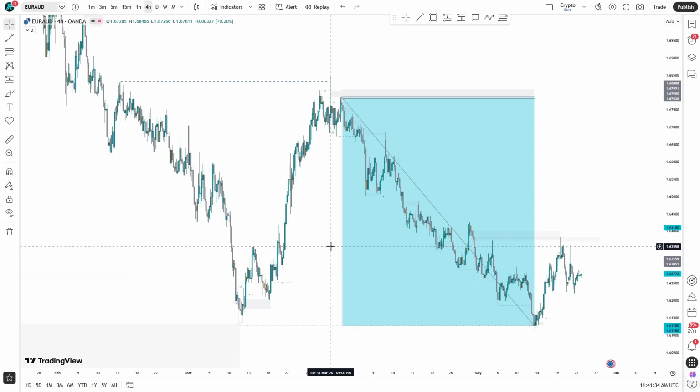Today we are going to do a case study on Euro AUD. As you can see on the chart, market mitigated in demand zone. They went up to sweep of liquidity. So after the sweep of liquidity, that's when we entered our trade. So we'll go on a lower time frame to see what the chart looks like.